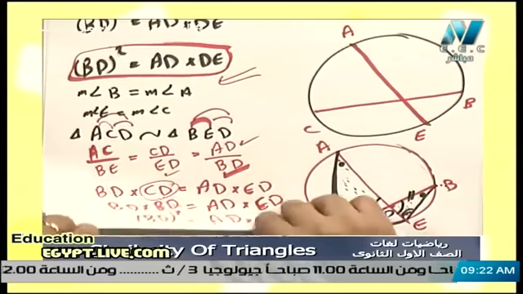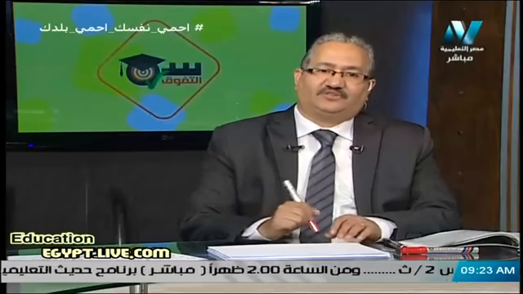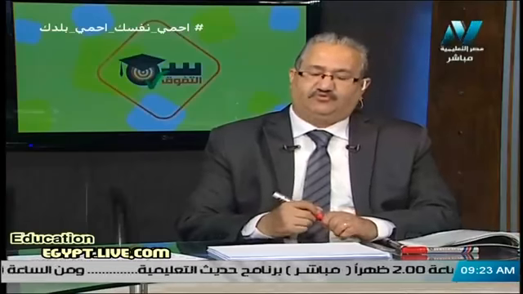Let's move to another example. Do you remember my discussions about cyclic quad? We have studied last year about cyclic quad. What about cyclic quad? What is the meaning of cyclic quad? We know if we have a circle like that.